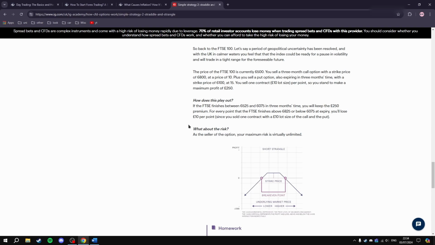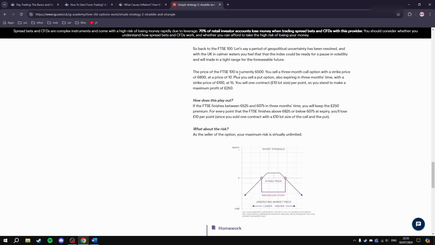You sell a 3-month call option with a strike price of 6,800 at a price of 10, plus you sell a put option also expiring in 3 months' time with a strike price of 6,100 at 15. You sell one contract, £10 lot size per point, so you would stand to make a maximum profit of £250. So that's 10 times 10 plus 15 times 10, so 100 plus 150, that's £250.